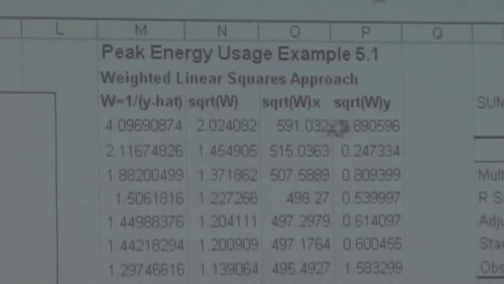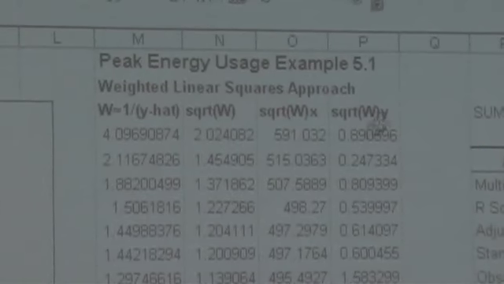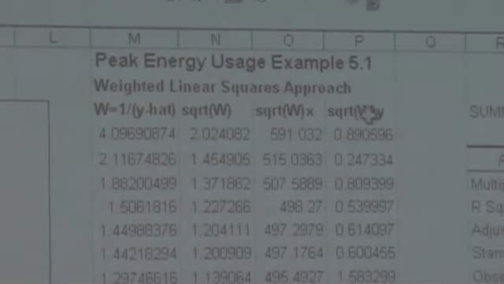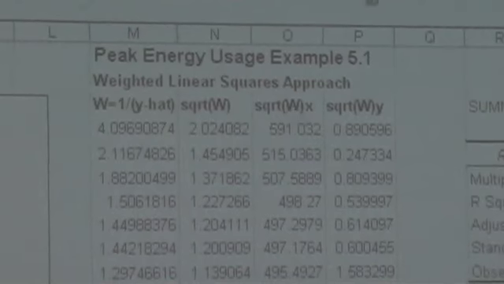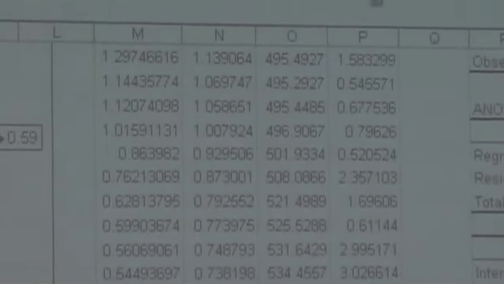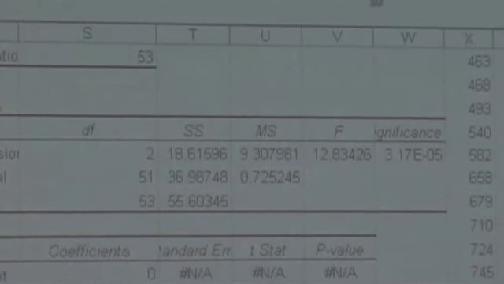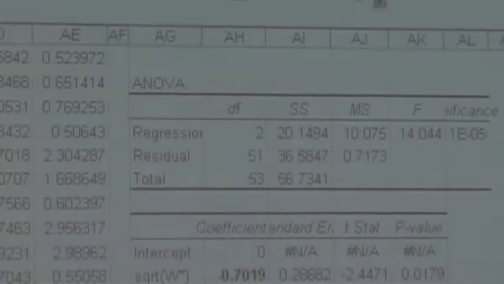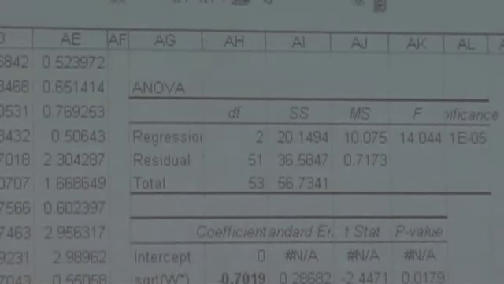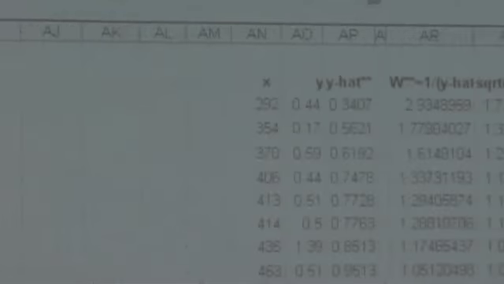Then I take the square root of W times x, square root of W times y, the usual thing. I take the no-intercept regression of square root of W times y on these two columns. That's what I got here. And so I got my beta 0 hat and my beta 1 hat. Now I plug those in and get my predicted values in the original units. Where are they? Over here.